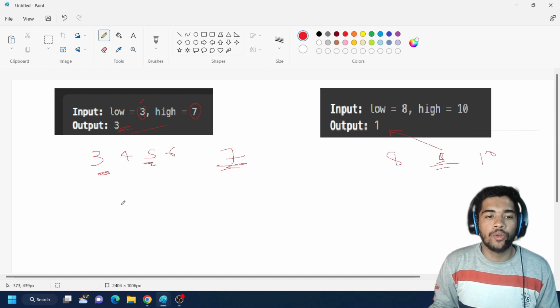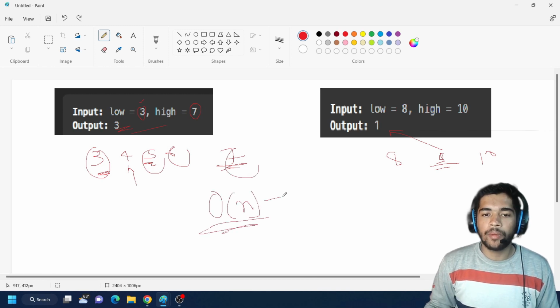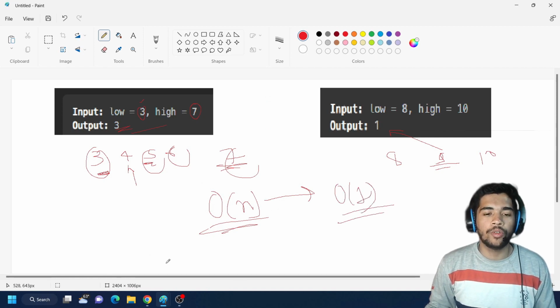You can simply run a loop and check whether this number is odd, then check whether this is odd, this is odd or not. But that would be O of n complexity. But we can optimize it to O of 1 space complexity and time complexity. How do we do that?